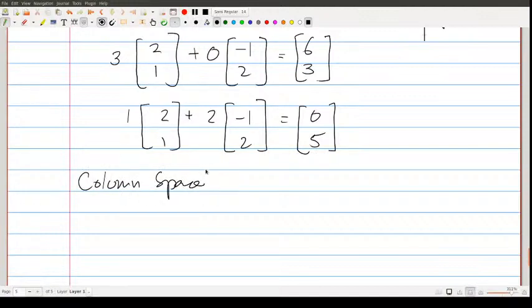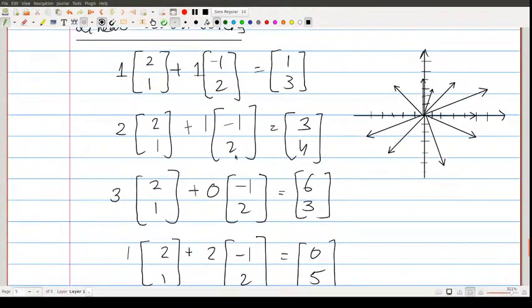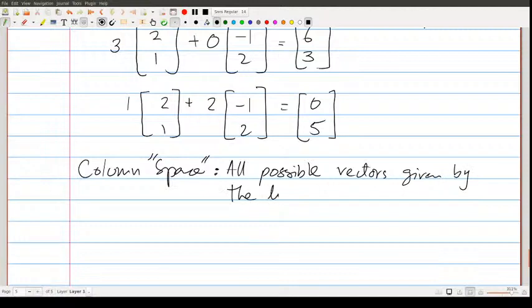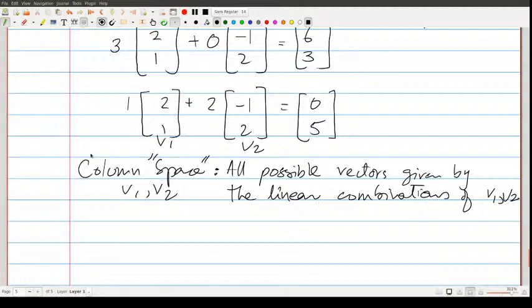Column space. This term space will be made more precise later when we talk about vector spaces, but there's nothing stopping us from looking at how we can combine two vectors together and get all the possible vectors. So column space is all possible vectors given by the linear combinations. Let's call these vectors v1 and v2. So the column space of v1 and v2 is all possible vectors given by the linear combinations of v1 and v2.